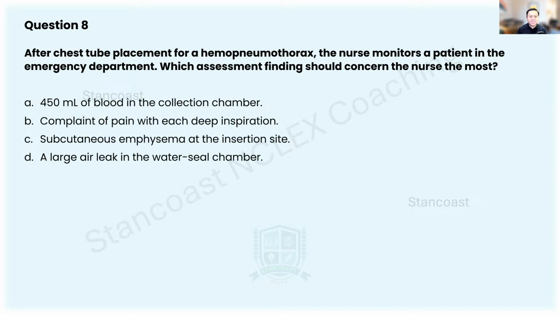The question states, after chest tube placement for a hemopneumothorax, the nurse monitors a patient in the ED. Which assessment finding should the nurse be concerned about the most, I should say? Is it the 450 mL of blood in the collection chamber? Is it complaint of pain with each deep inspiration? Or is it subcutaneous emphysema at the insertion site? Or is it a large air leak in the water seal chamber? I'm seeing letter A. Okay.